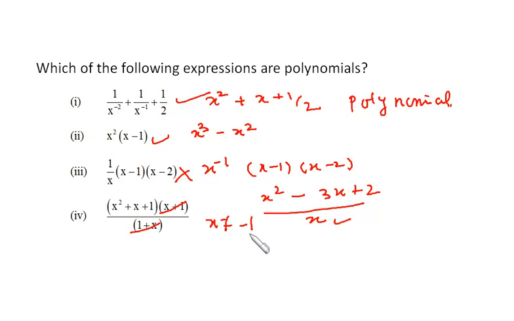Now students, what would happen if x is equal to minus 1? If x is equal to minus 1, then the denominator will be 0, or we will get a 0 by 0 form which is not defined. So this expression will be a polynomial only if x is not equal to minus 1. So there is a condition.